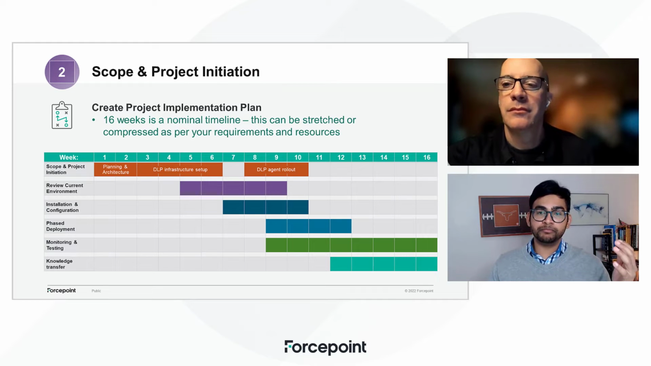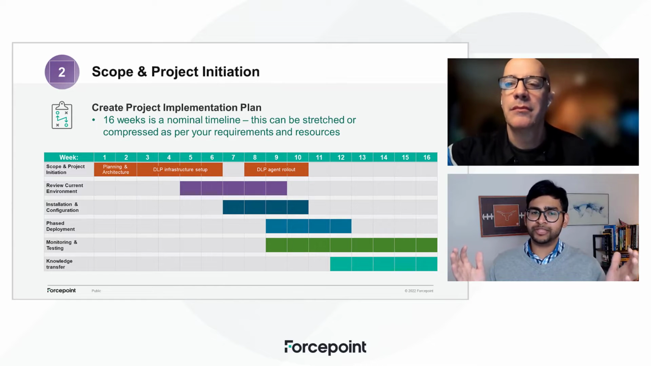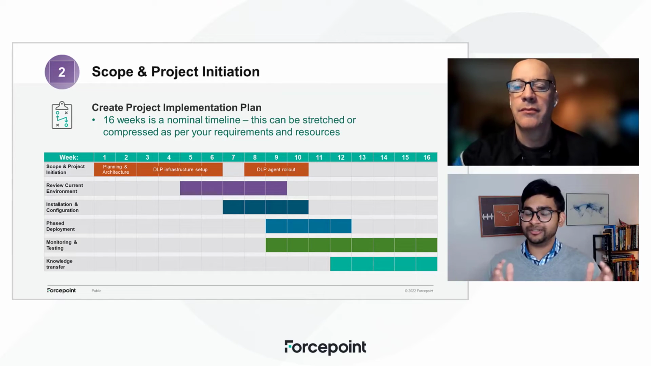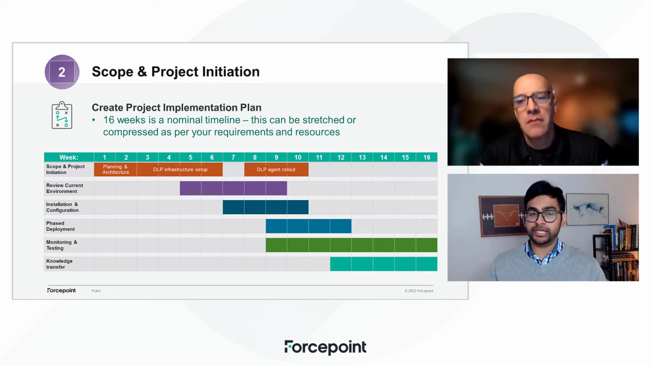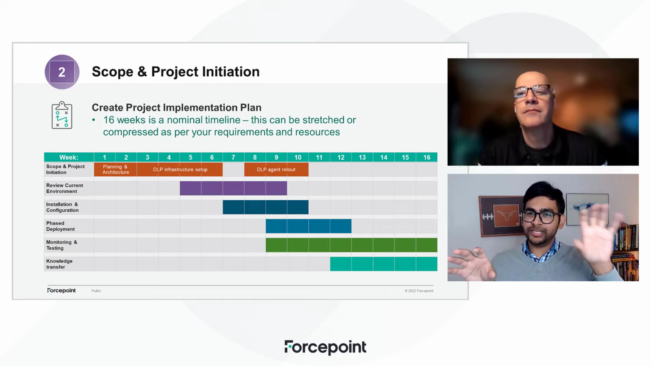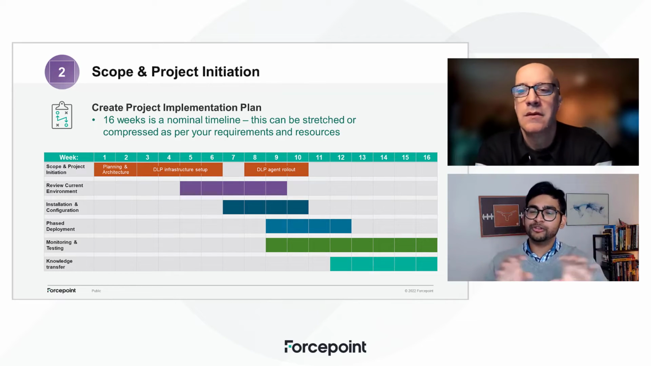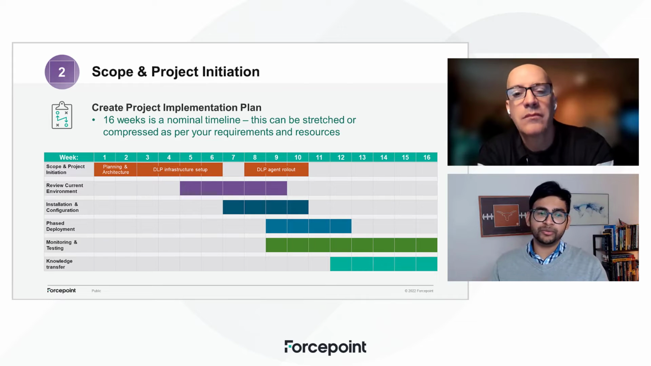So really, week 16 is more of an average, if you will. Some customers, we do it within 5 weeks, end to end, just because they have all the right ports open and all the right servers. But once again, it really starts off with the 6 stages we talked about. Scope and project initiation: you want to know what your use cases are and review current environments. As you showed in an earlier stage, we can do email, endpoint, cloud, so knowing where you want to start and where you want to end up.